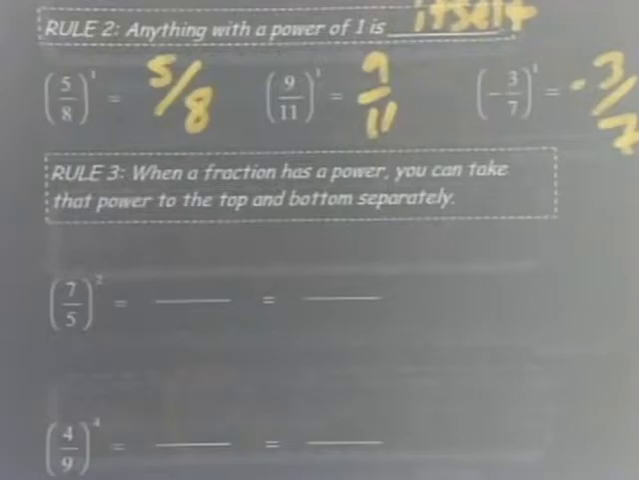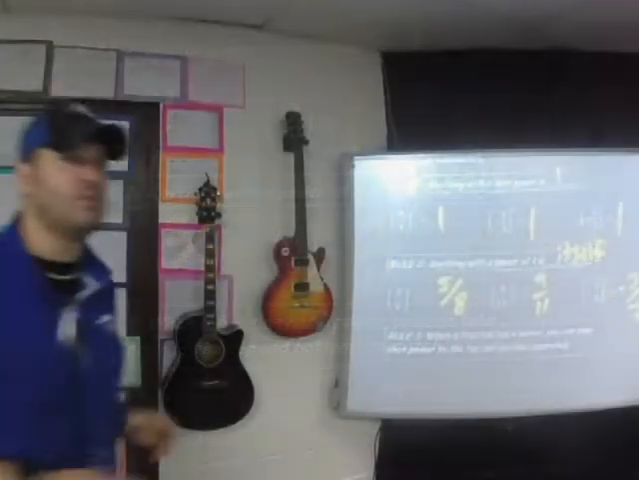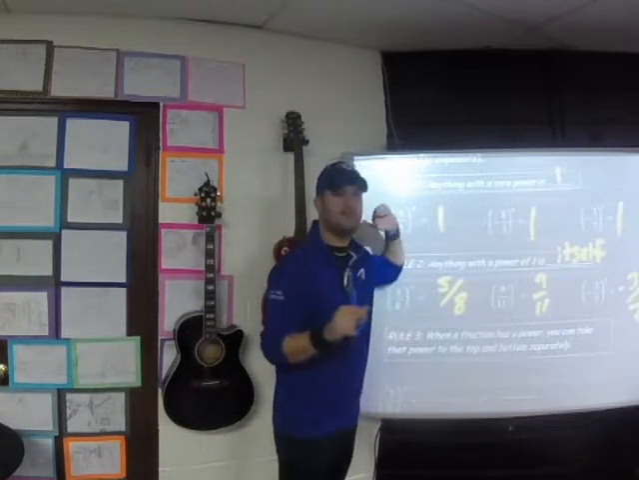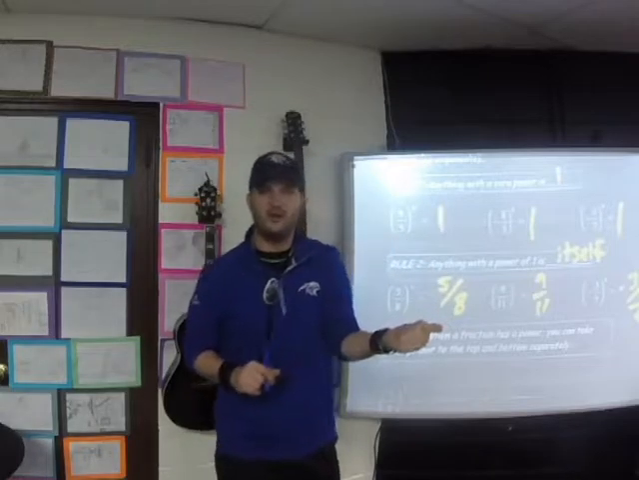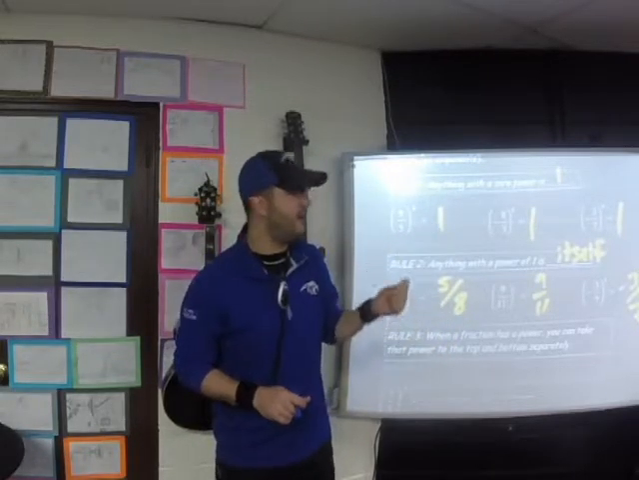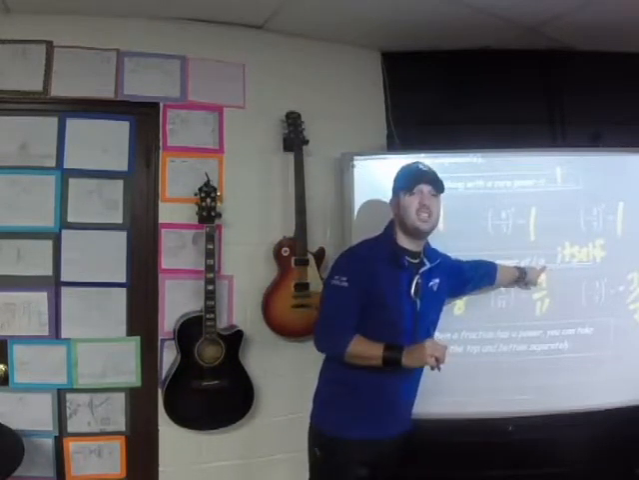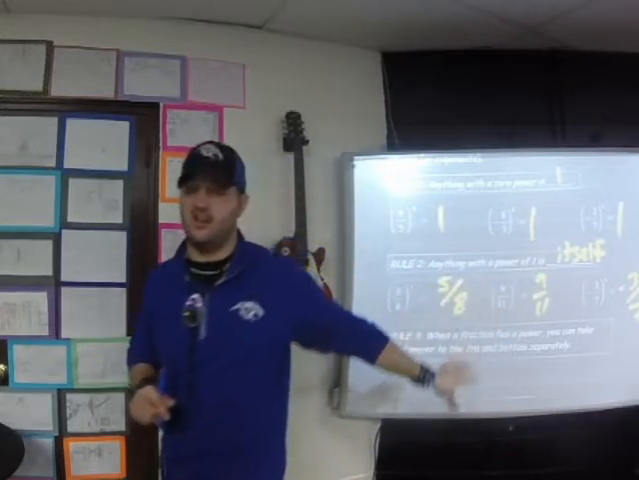So there's 2 easy tricks. When you're working these problems and you see something with a 0 power, it's always going to be 1. Don't even calculate it. Don't think about it. Don't worry about it. It's 1. Anything to the 1 power is itself.